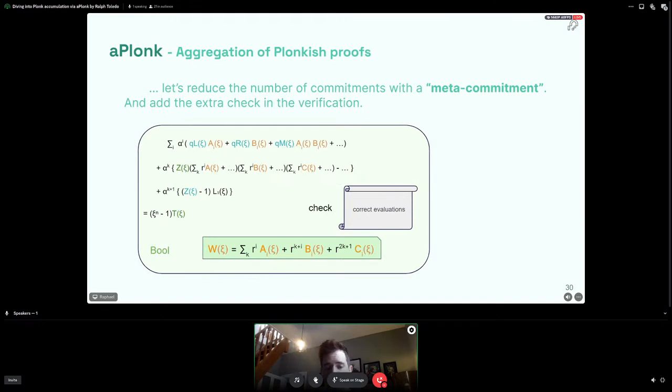So what we're going to do is, in the verifier, we're going to add the fact that the commitment W was well computed. Ah, sorry, I just saw that there's a question.